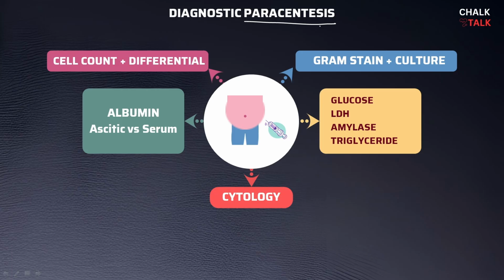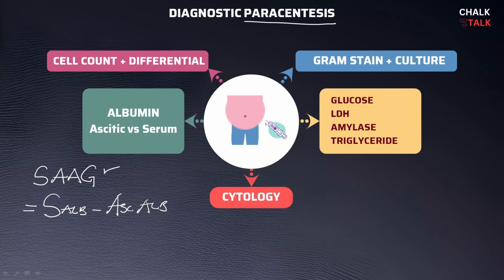So these are the key tests and what they tell us: albumin levels. And here I want to emphasize the serum ascites albumin gradient. Okay, we measure albumin in the ascitic fluid and albumin in the serum. Then we calculate this parameter right here. So serum ascites albumin gradient is equal to serum albumin minus ascitic albumin. Okay, that's very important.